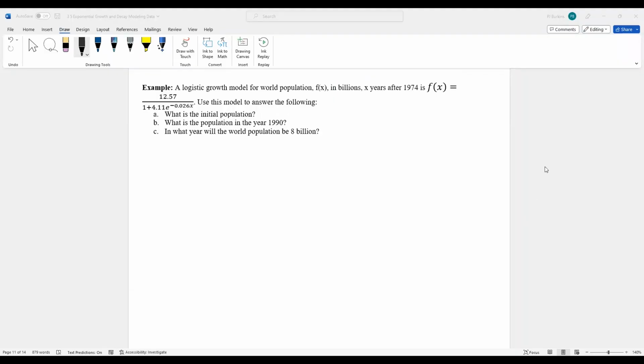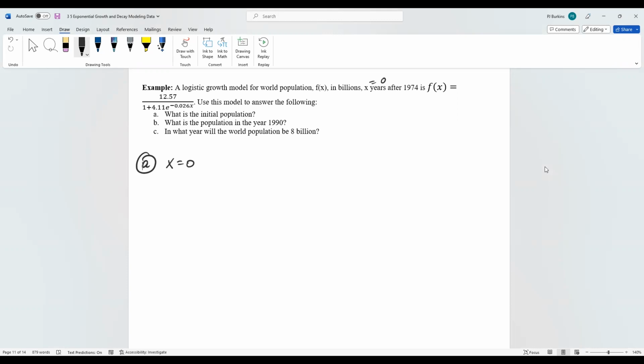In this example, we're doing another logistic growth model. And this time, f of x is in billions, and x is our years. We're not using t any longer. So the first thing they ask us is, what is the initial population? Well, that would be when x is 0, right? So the year 1974 is when x equals 0.